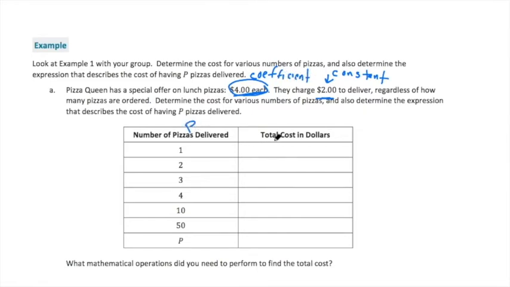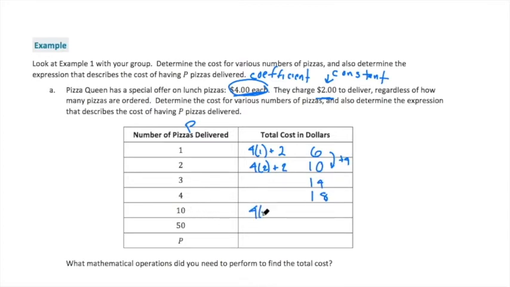So if P is the pizzas, 4P is really going to be how many dollars we're going to spend on the pizzas. So 4 times 1 plus our $2 charge is 6. 4 times 2 plus our $2 charge is 10. Now notice we do have a vertical pattern here of adding 4. And that's going to continue. So we are going to have 14, 18, but wait, we jumped. Now we have 10 pizzas.